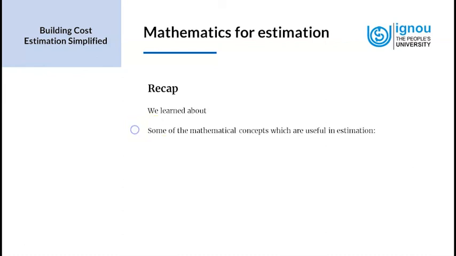We learned about some of the mathematical concepts which are useful in estimation, like length. How do we measure length? Then the perimeter and the area, and we looked at some of the formulae to find out the perimeter and area of geometrical shapes, which are very common. Then we also looked at average. We looked at finding slopes. How do we represent slopes? How is a slope calculated in a building project or on a site? And then we looked at weight and density. We also looked at time and work.